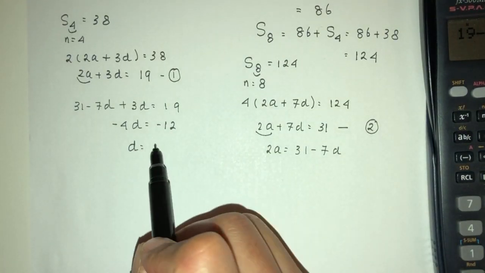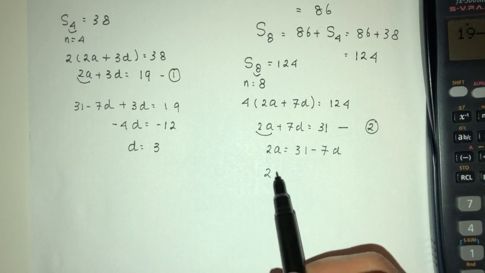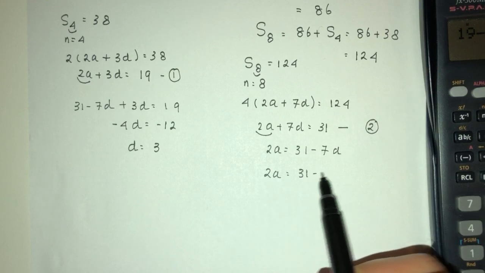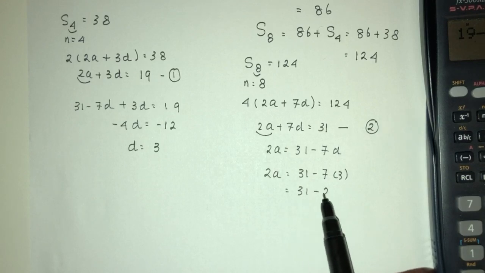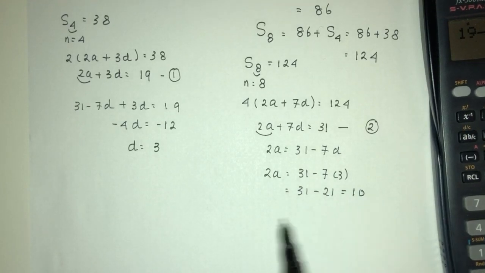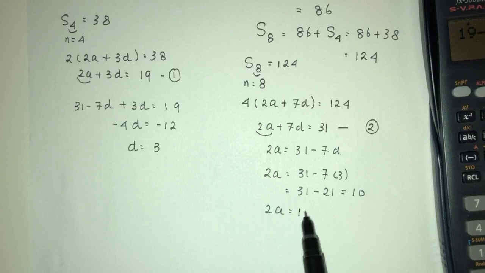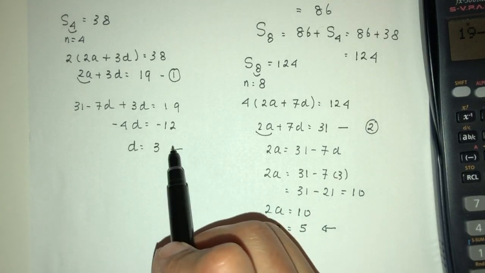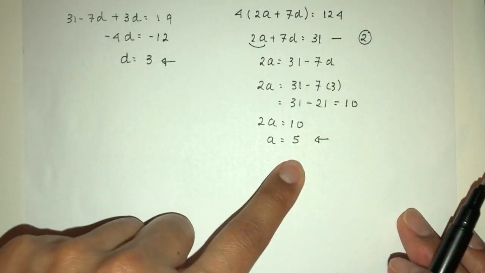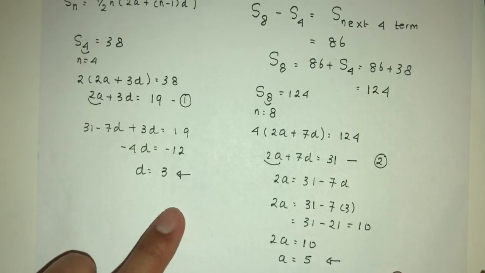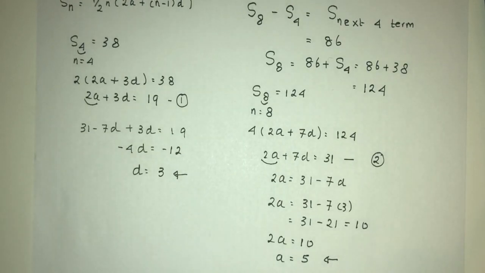So d will be 3, and 2a will be 31 minus 7 times 3, that will be 31 minus 21, that will be 10. So 2a will be 10, so a will be 5. Okay, so here we have the two values that we need. So the first term is 5 and the common difference is 3. That is part A of the question.